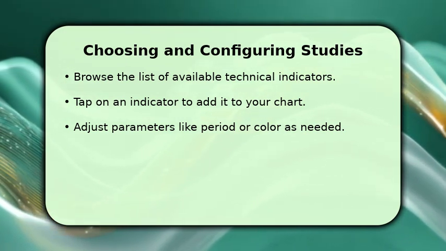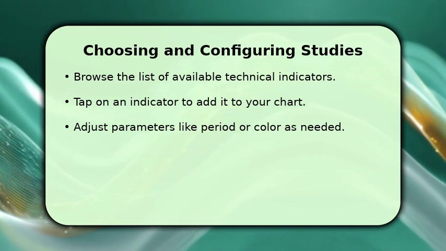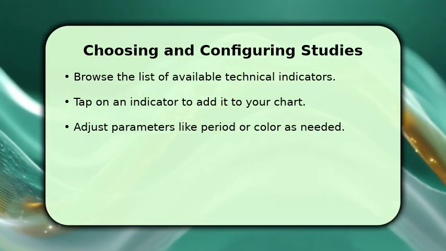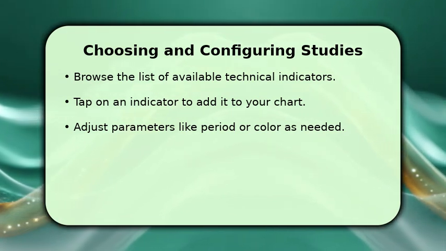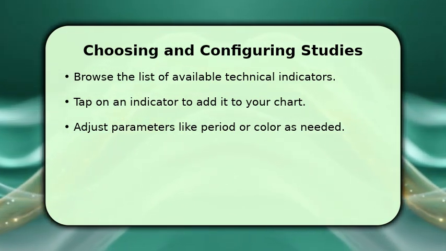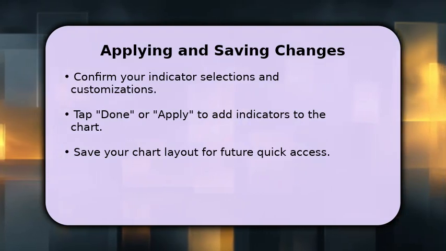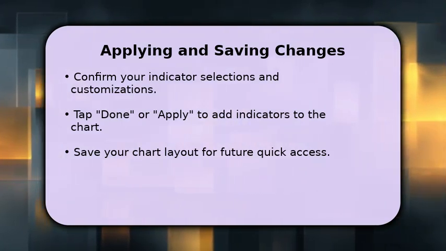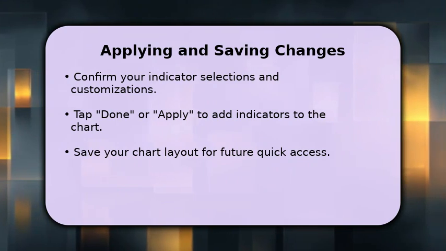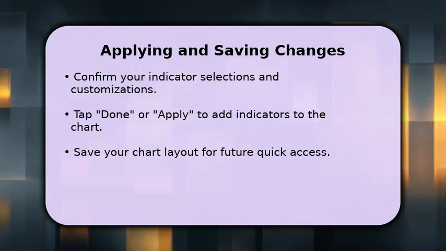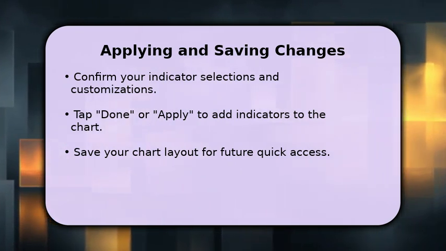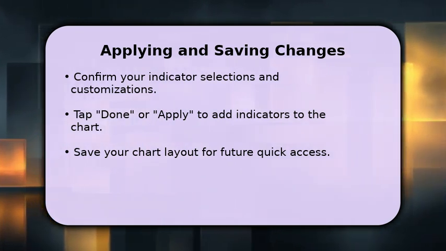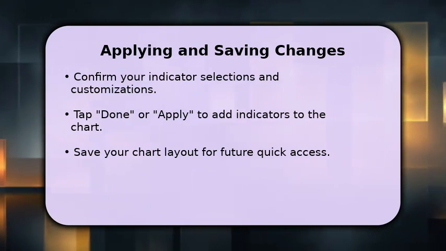Many indicators offer customization options. For example, you can change the period of a moving average from 9 to 21, or adjust its color for better visibility. Once you have selected and customized all your desired indicators, review your choices. When you are satisfied, tap the Done or Apply button, usually located at the top right or bottom of the screen. This will apply the indicators directly to your chart.